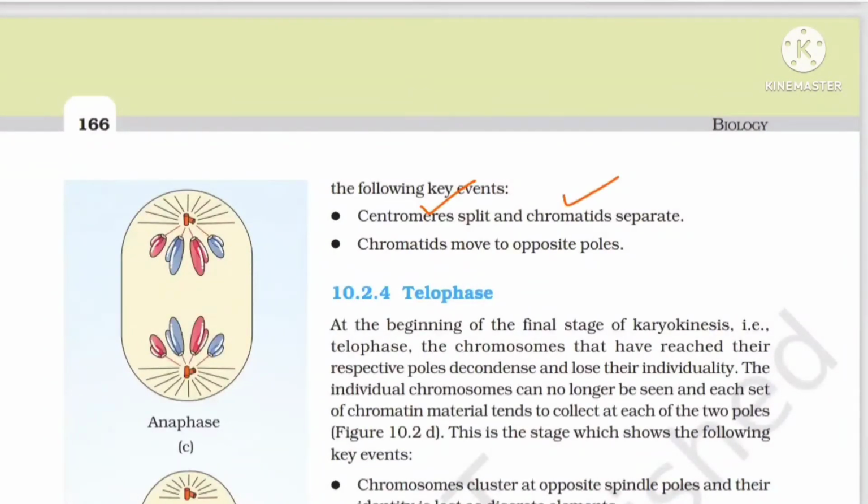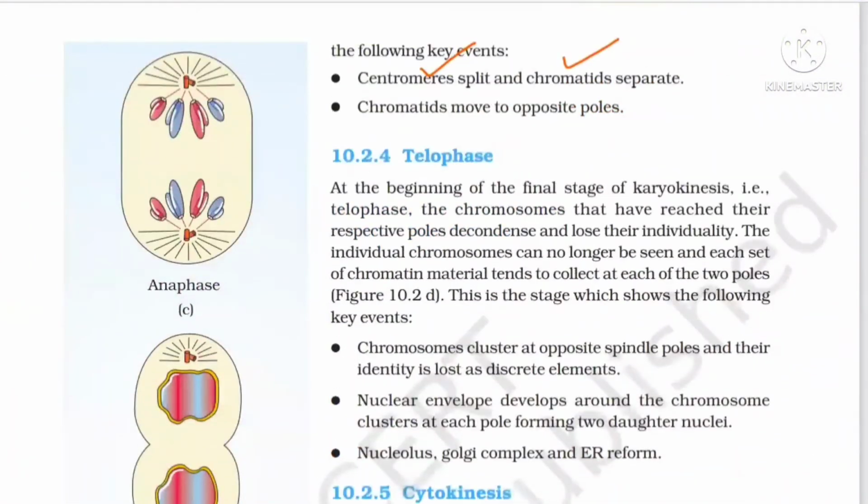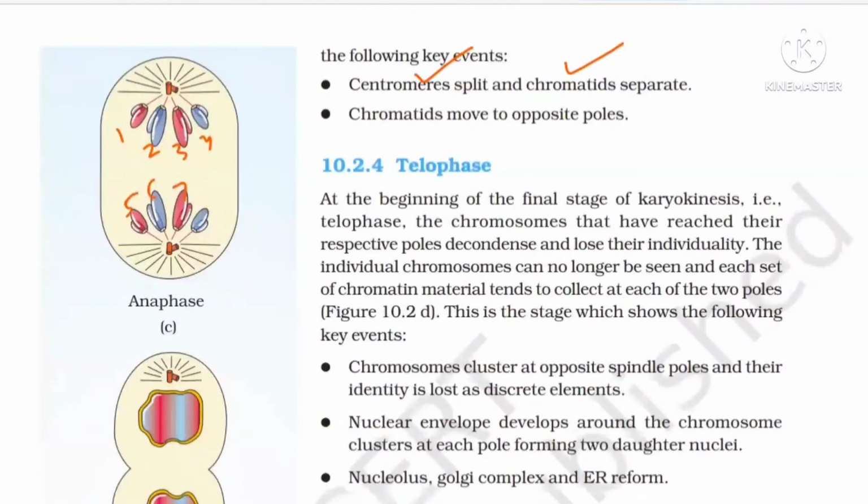Now, in anaphase, suppose they ask you a question: I started with a cell with 10 chromosomes. In anaphase, how many chromosomes are present? Your answer will be 20. Reason: see, in metaphase, how many chromosomes is the diagram showing you? One, two, three, four chromosomes. But in anaphase, how many? One, two, three, four, five, six, seven, eight. A total of 8 chromosomes in anaphase.